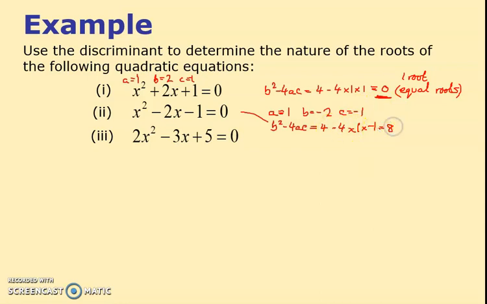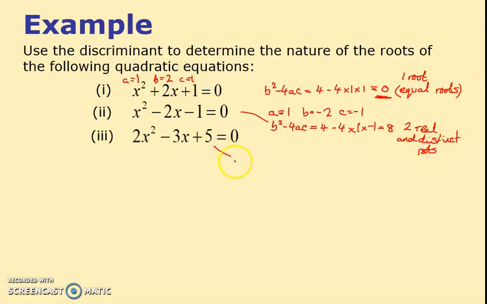And when you get, as I showed you before, when it's greater than 0, you can square root it, and therefore we will get 2 real and distinct, that means different, remember, roots.